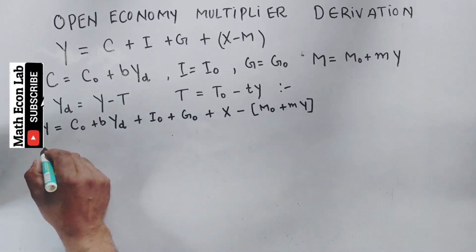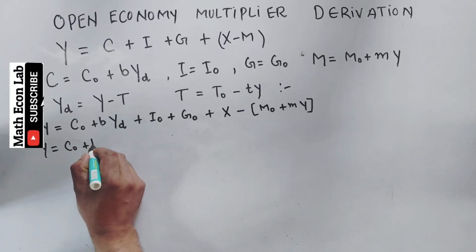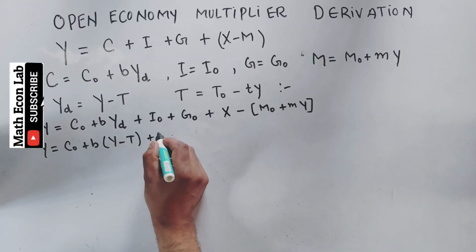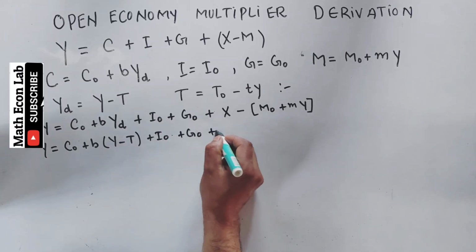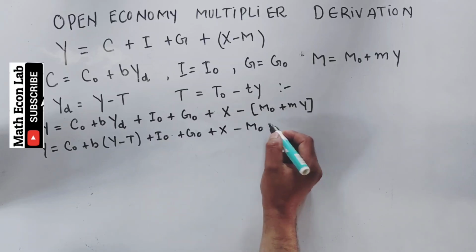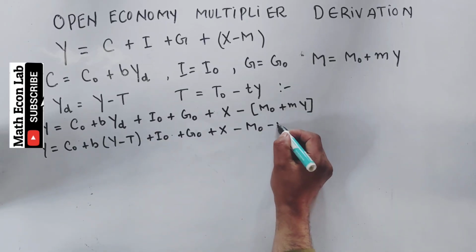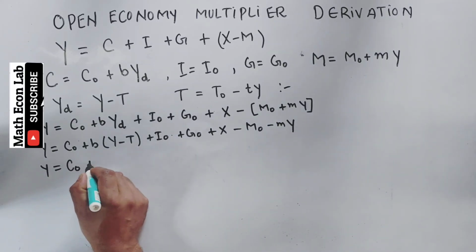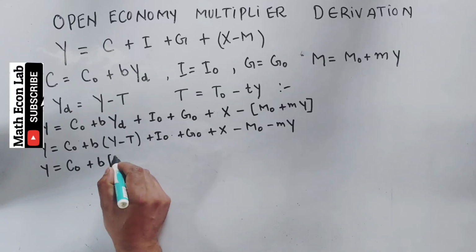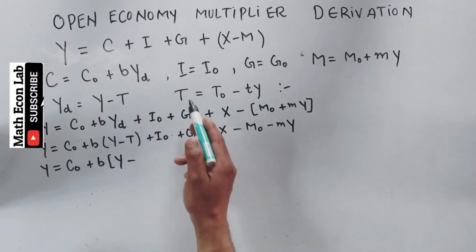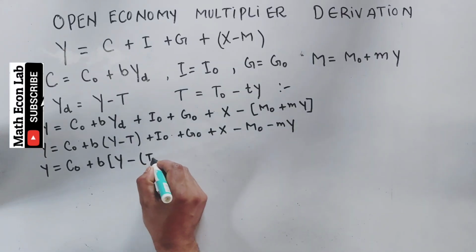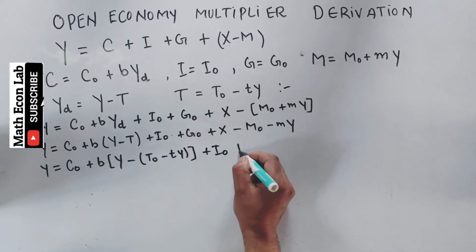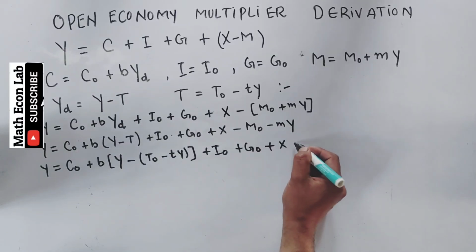Let us rewrite it. So we have Y equal to C naught plus B, and disposable income is Y minus T. So in place of YD we write Y minus T. Then we have I naught plus G naught plus exports minus M naught, and because this minus is multiplied to each of these terms, it becomes negative m Y. Again we can write Y is equal to C naught plus B times Y minus T. T is a function, so T is equal to T naught minus small t Y. So we write here T naught minus tY, plus the autonomous investment, G naught, plus exports minus M naught minus mY.